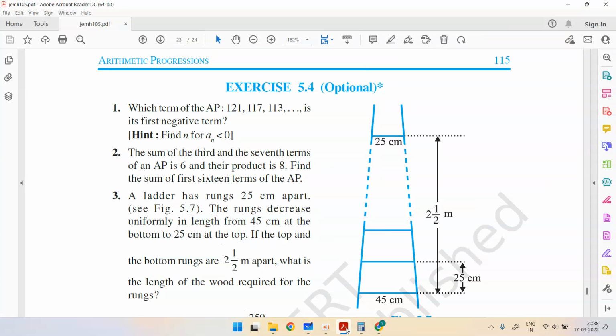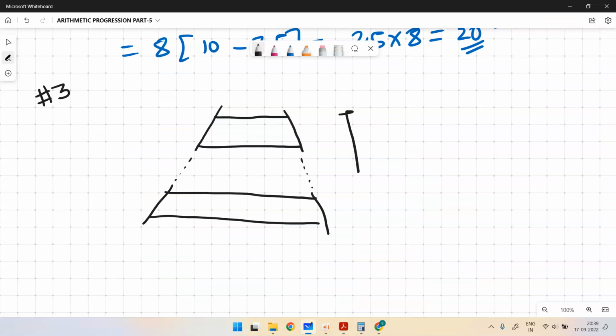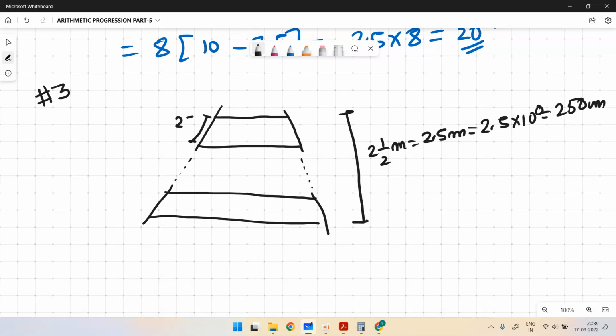The rungs are 25 centimeters apart and decrease uniformly in size. The length is 2.5 meters, and if you convert it into centimeters, that is 2.5 into 100 centimeters, which is 250 centimeters. The rungs are 25 centimeters apart, and the starting bottom length is 45 centimeters, and the top of the ladder is 25 centimeters.